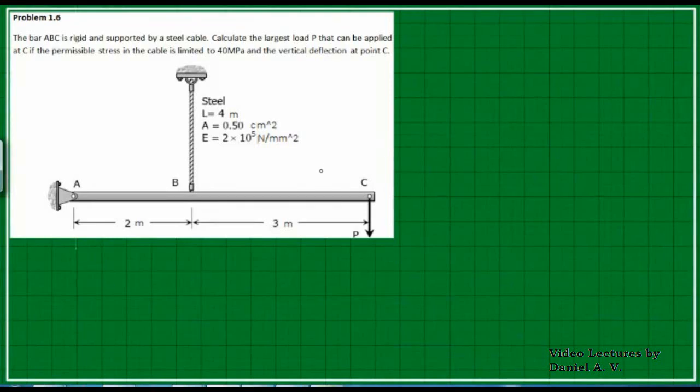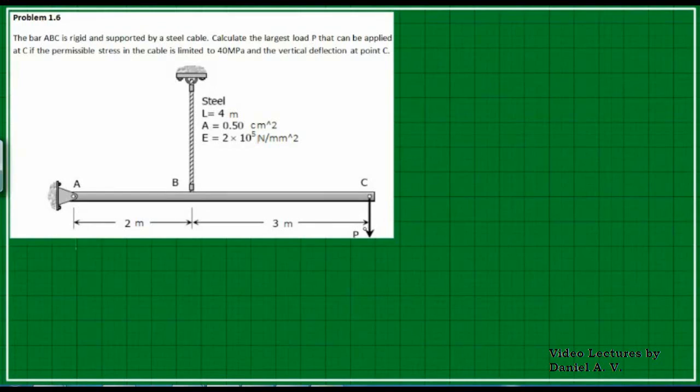So this is the problem we have. There's an arrangement: a bar ABC that is rigid and is supported by a steel cable. The other end is a hinge. A is a hinge. B is the point where it is supported using a cable, and this is a rigid rod. Calculate the largest load P that can be applied at point C.